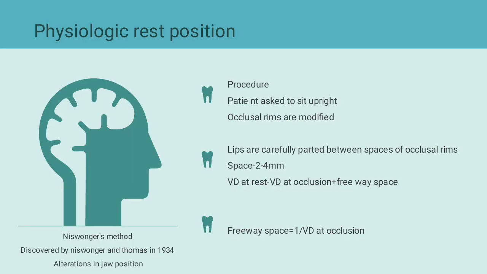The next one is physiological rest position. It is also described as Niswonger's method, discovered by Niswonger and Thomas in 1934. It is mainly for alteration in jaw position.